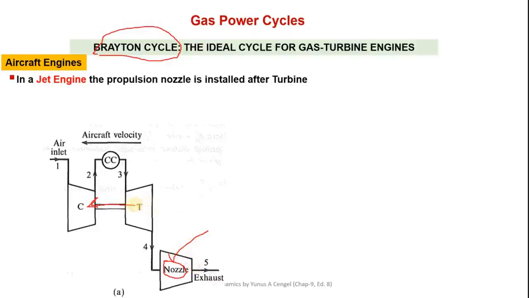So the turbine output is only used to drive the compressor, right? And the major enthalpy change should be here, because that is the enthalpy change or kinetic energy rise which will give the desired thrust in this direction, right? The aircraft motion is in this direction. So jet engines operate on the same Brayton cycle, with one change, that at the end of the turbine there is a nozzle. Right. So this is the simplest form of jet engine, which is called turbojet.